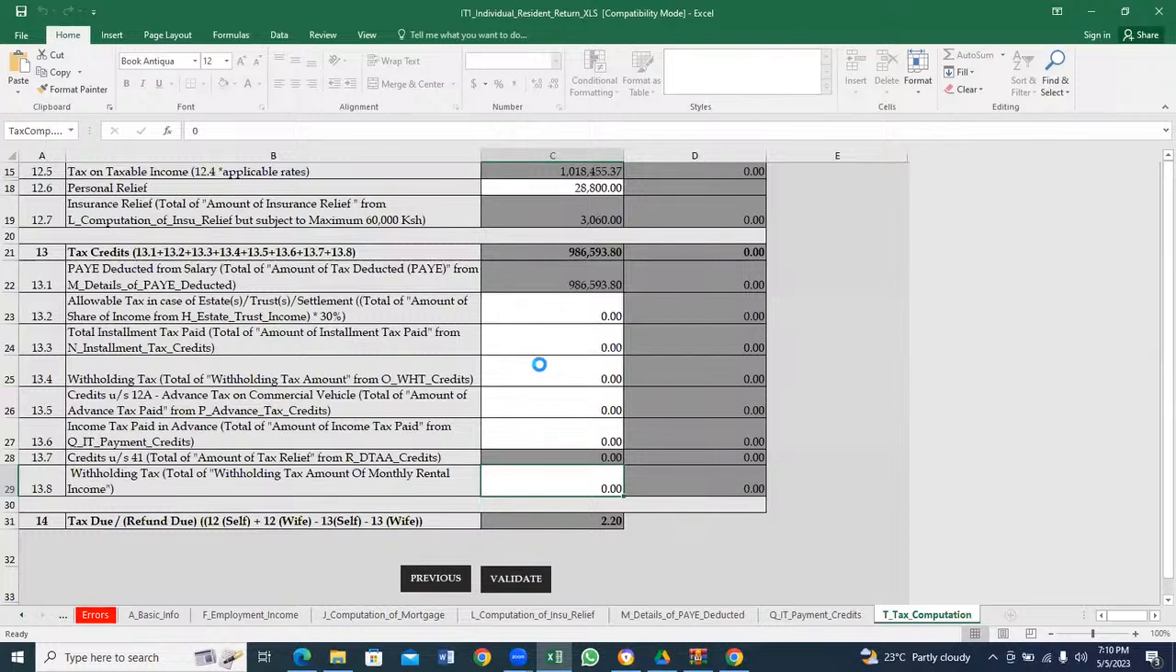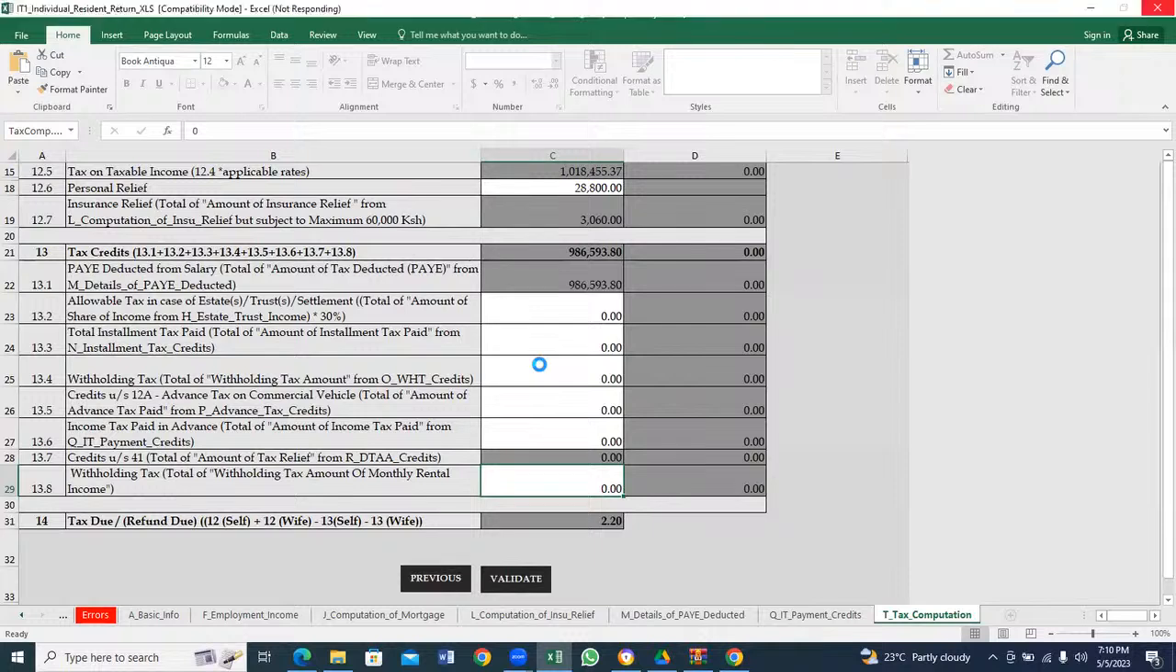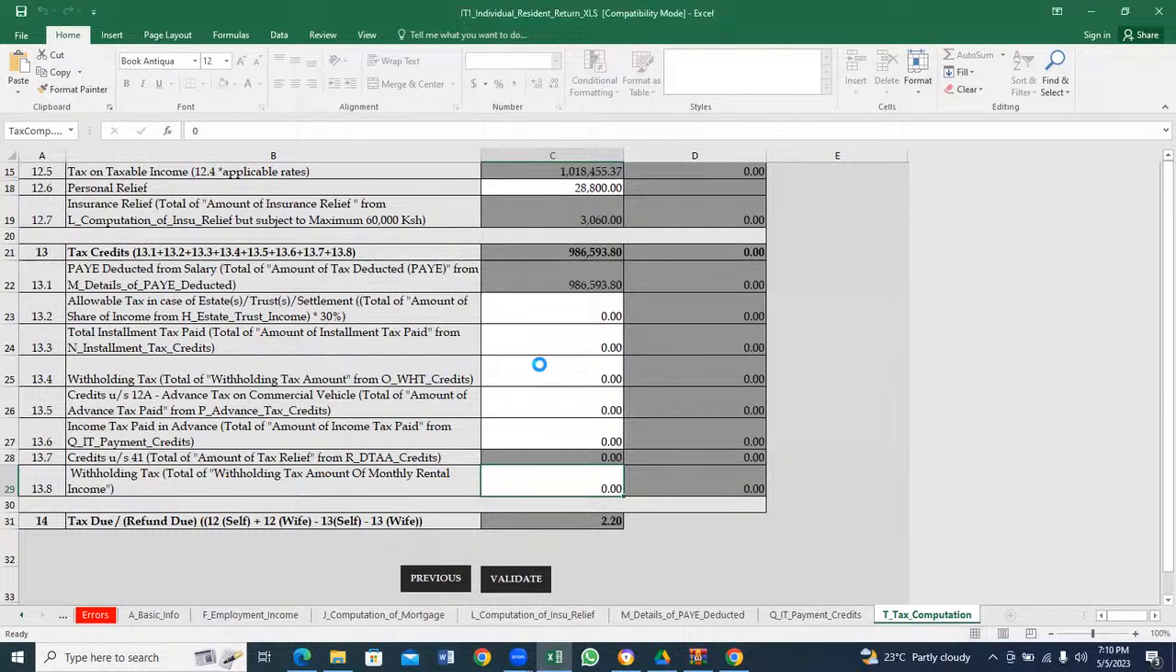Itachukua time because it zips everything. What it does by validation, it zips everything you've actually fed onto this Excel. Inazip kila kitu yenye umefeed kwa hii Excel. I want you to see it takes time. Give it the maximum time you can. Mpaka ikuambie ya kwamba now it is ready to be uploaded into iTax. Then now you upload.